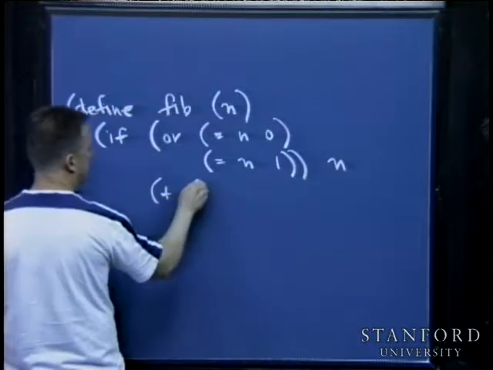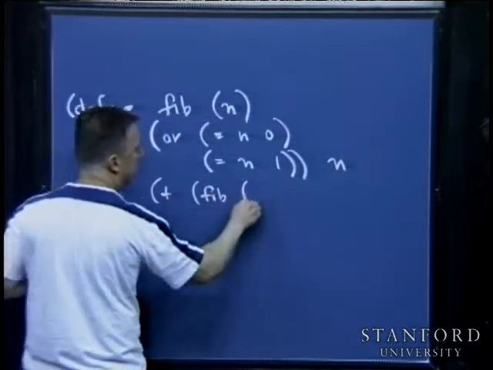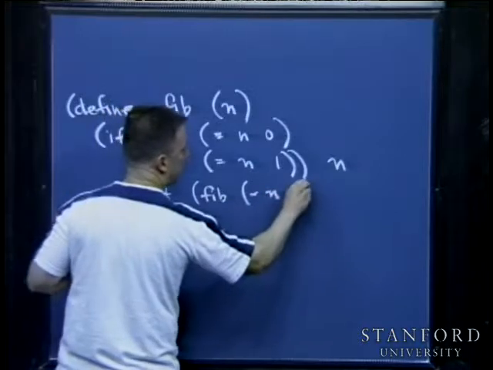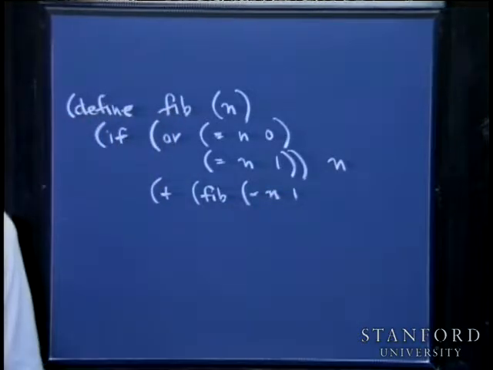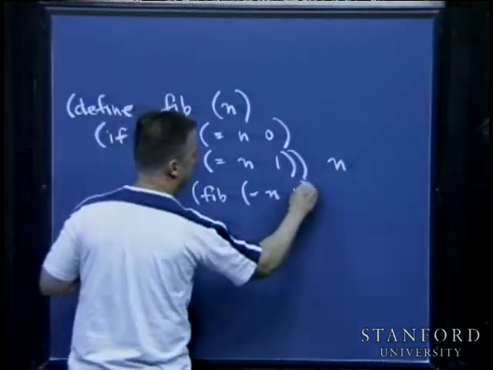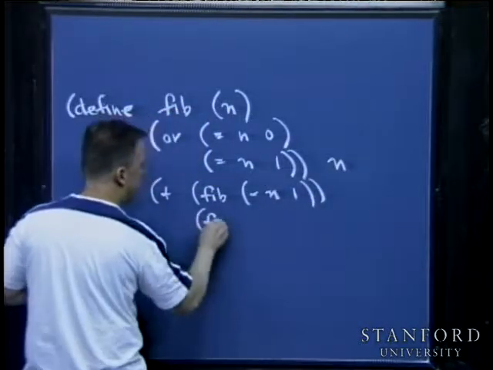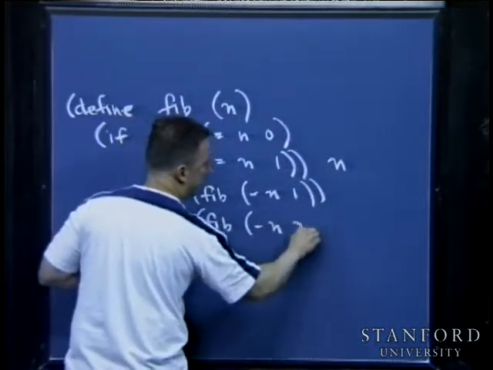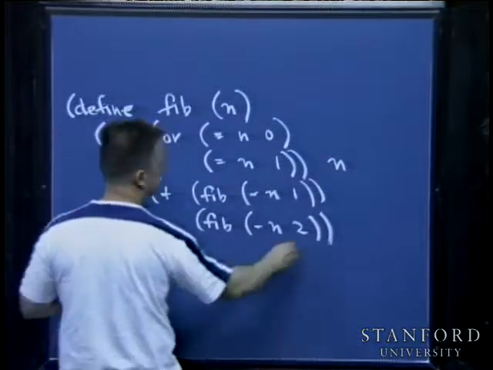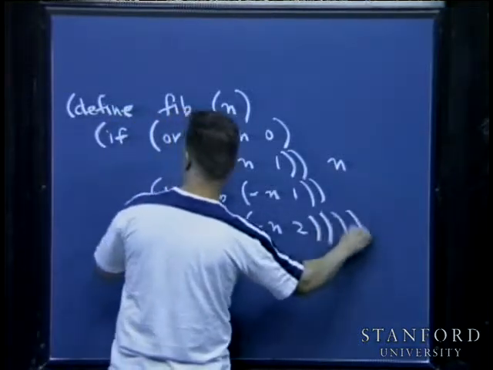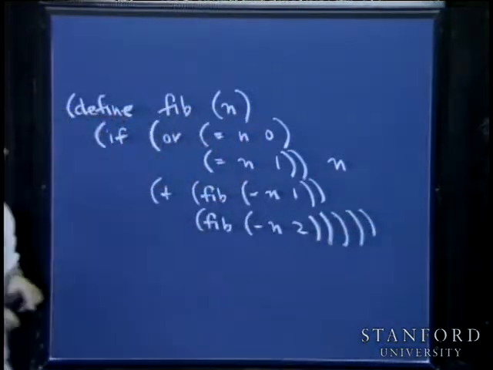Otherwise, I'd want to return fib of n minus 1. Or I'm sorry, this is not minus. These are, no, that's right. n minus 1 and fib of n minus 2. That ends the plus, that ends the if, and that ends the define.